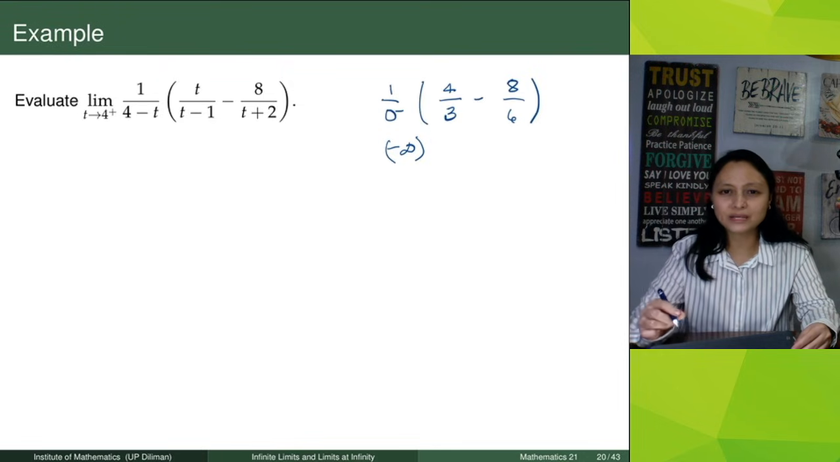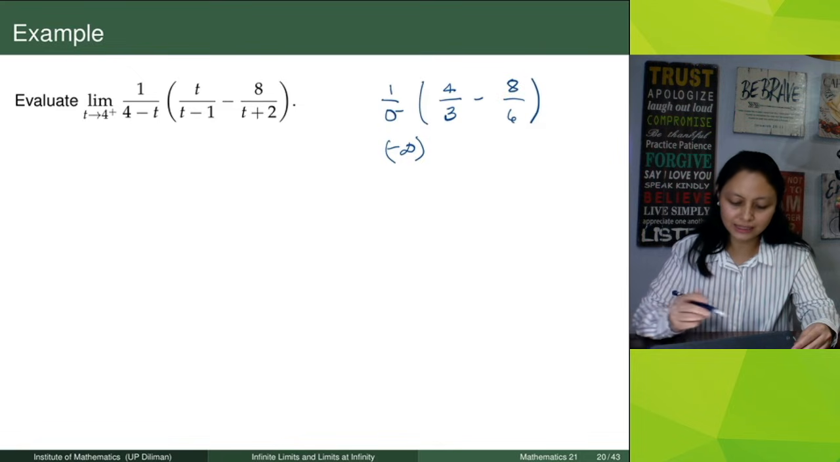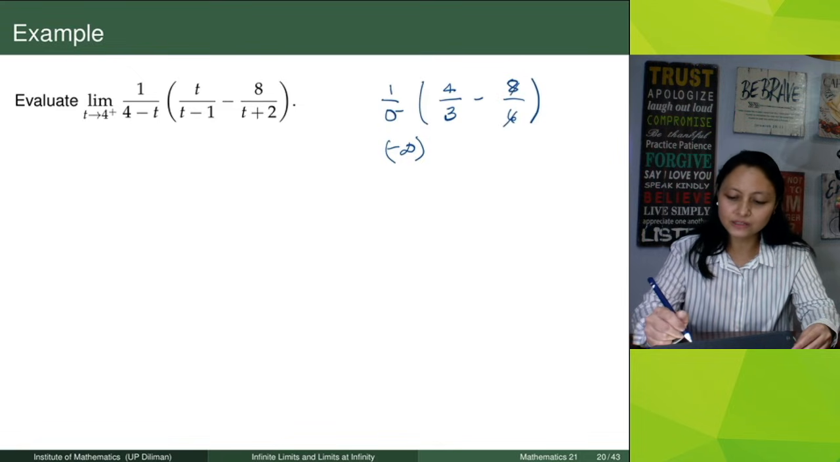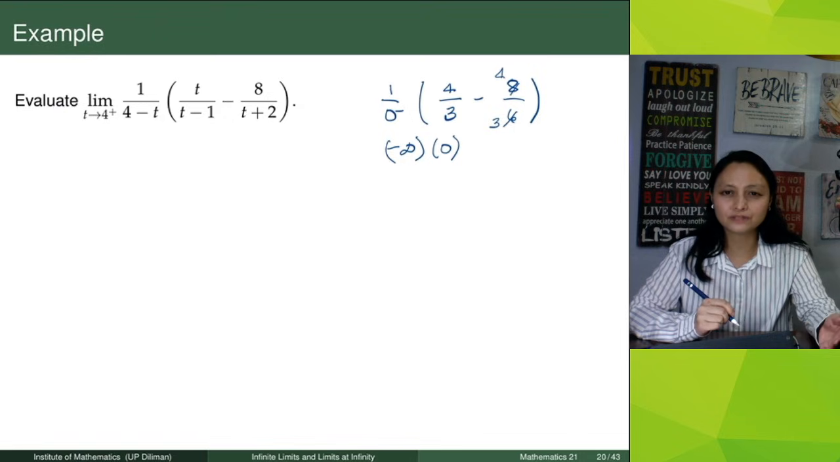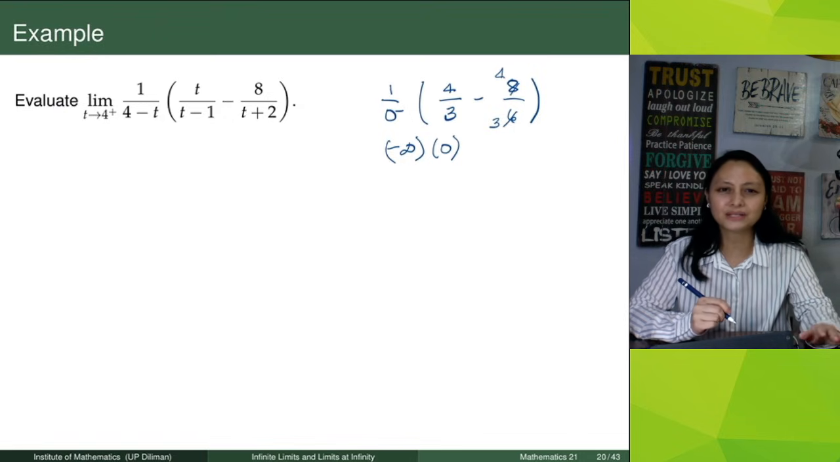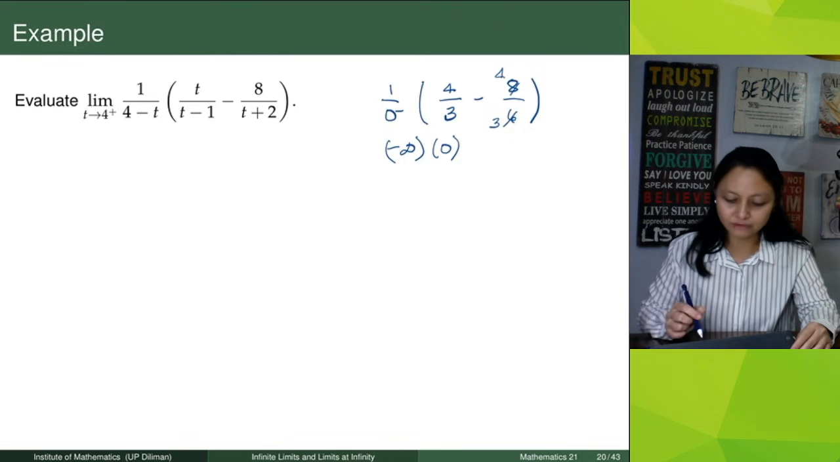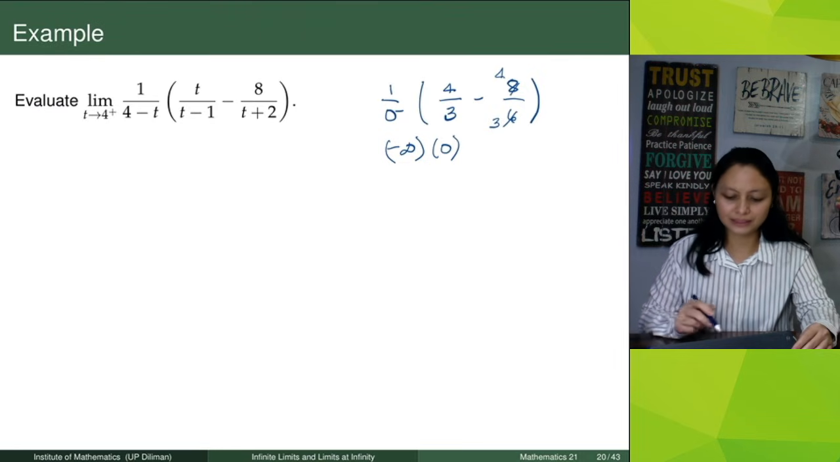While 4/3 minus 8/6, take note, ano sila? These are equivalent fractions. If you simplify yung 8 over 6, you can write this also as 4 over 3. So this is infinity times 0. Okay, so be careful. Infinity times 0 is not equal to 0. It's an indeterminate form.